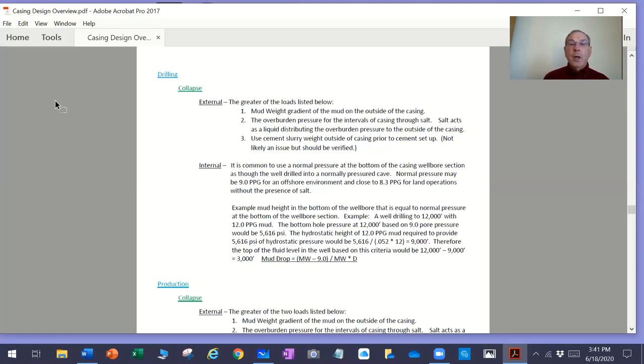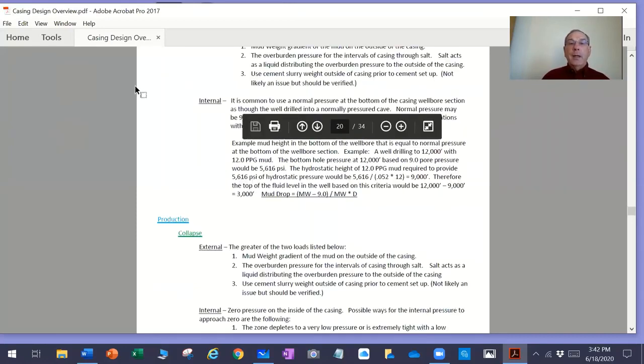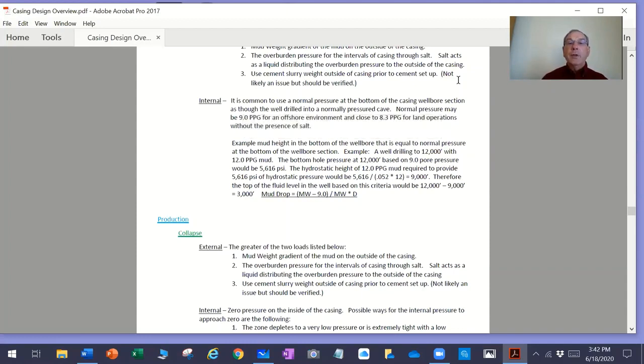And the pressure on the inside, now this is an interesting concept. It says to use a normal pressure at the bottom of the casing wellbore section as though the well drilled into a normally pressured cave. So the normal pressure means about 9 pounds per gallon for an offshore environment and maybe close to 8.3 pounds per gallon for a land operation without the presence of salt.